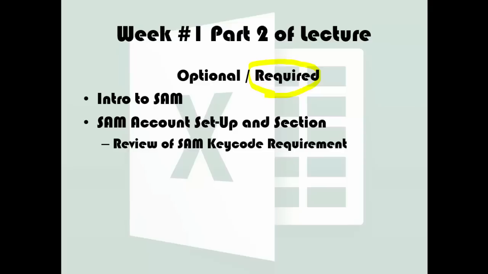Go buy your key code, have it by week three, and if you take a picture of it and submit it to the FOL Dropbox named Save My Key Code by week two, you get 1% extra credit.